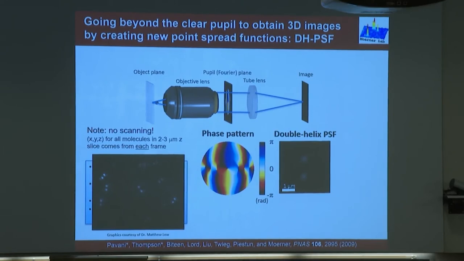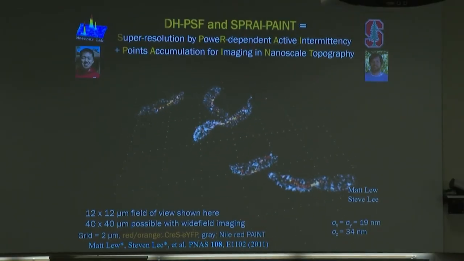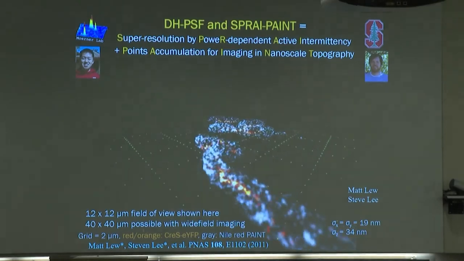And then I also want to emphasize that we don't do any scanning when we use this response. We don't do any scanning. You don't have to scan anything. Just one image will show you all the molecules within a slice that's 2 microns thick. And it tells you what their Zs are by just these lines between the two spots. So you get X, Y, and Z for this whole thick little pancake. Okay? So that's the basic idea, and this works great for doing super-resolution microscopy.